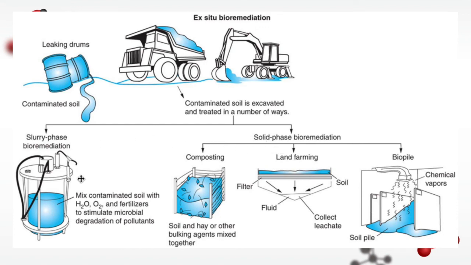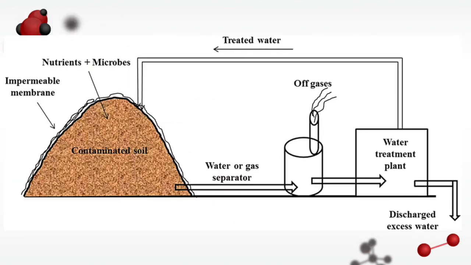So here's a bioreactor, this big, large container which mixes contaminated soil with H2O and oxygen and fertilizers to stimulate microbial degradation of pollutants. On the other hand, we have solid phase bioremediation. You have composting, which I'm sure many of you are familiar with. We have land farming, in which you place soil over this filter, and you could collect this excess contaminant fluid in the bottom. You have this biopile where you spread chemical vapors onto this soil pile. And here's a little bit more detailed image of a biopile.